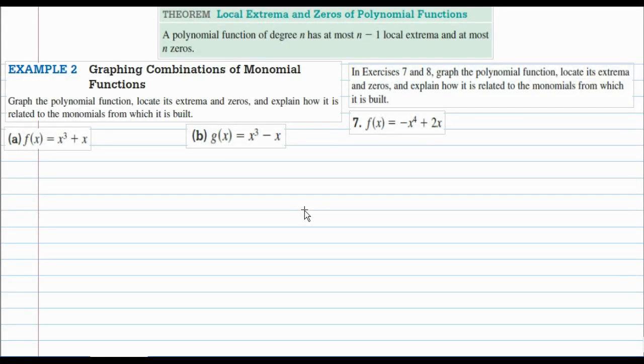This is the screencast for section 2.3, example 2. We're going to start out here with introducing this theorem.